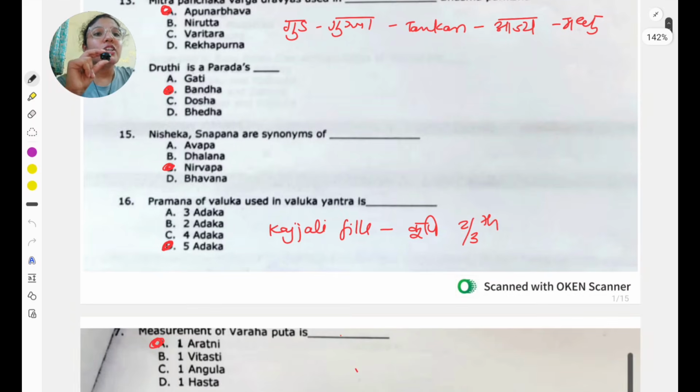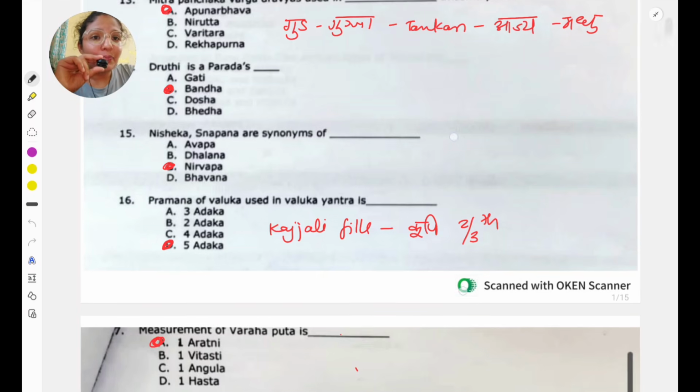Dhruti is a Parada Bandha, one of the Parada Bandha that are explained. You should know how many Parada Bandha there are: 25. No need to go through all of them, but some important ones, like Pota, which is one Parada Bandha, are used in Parpati.